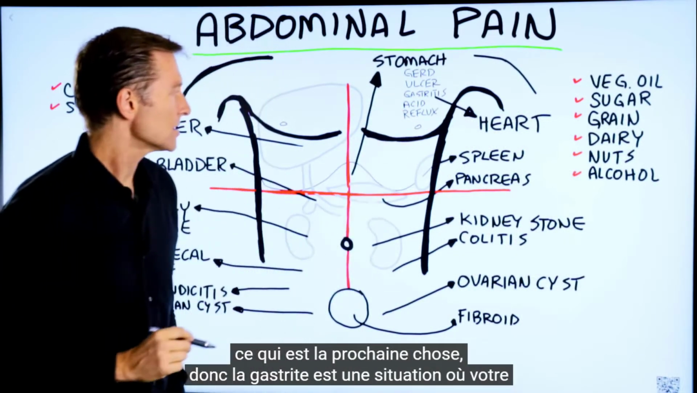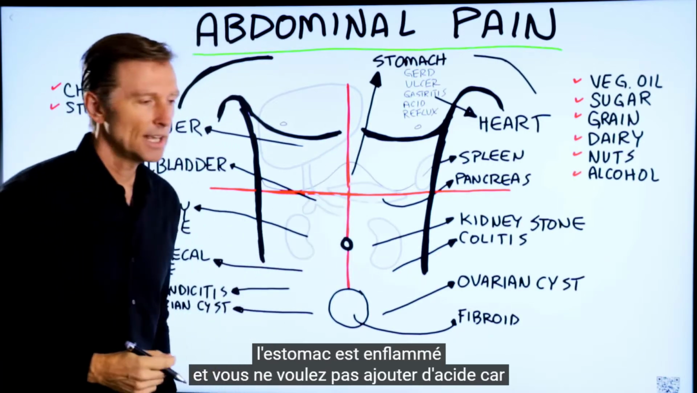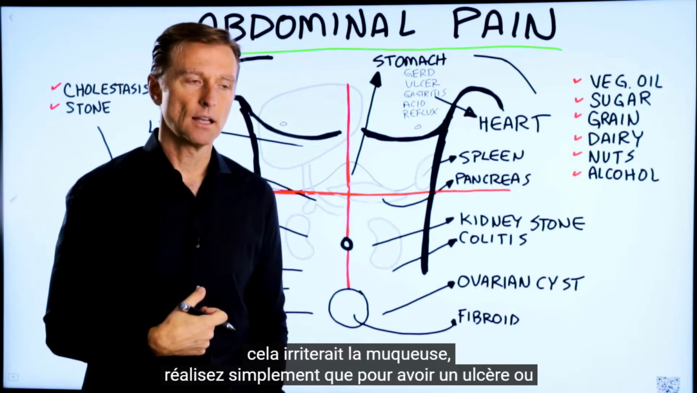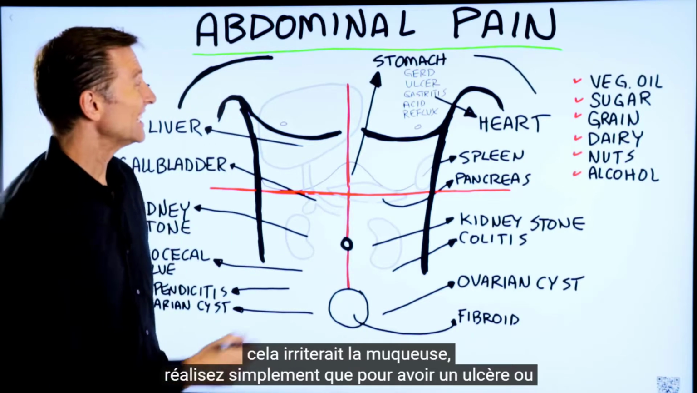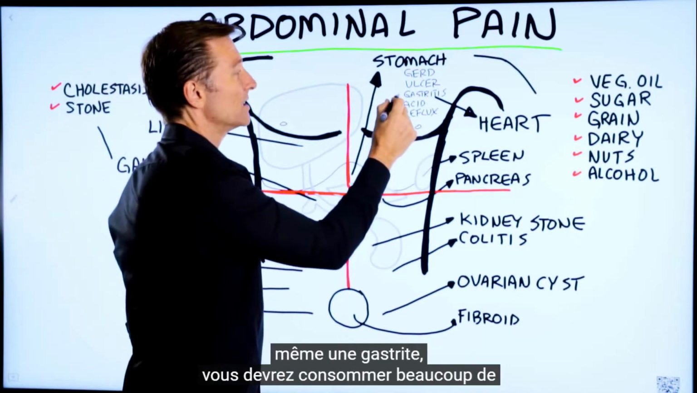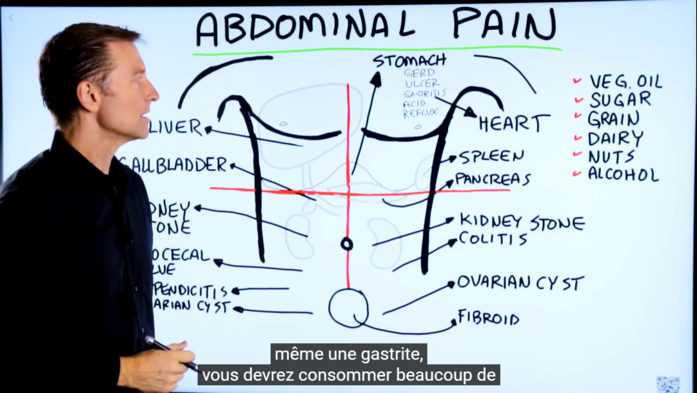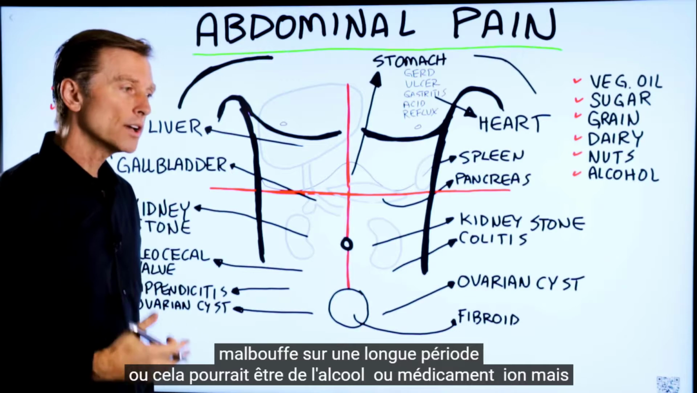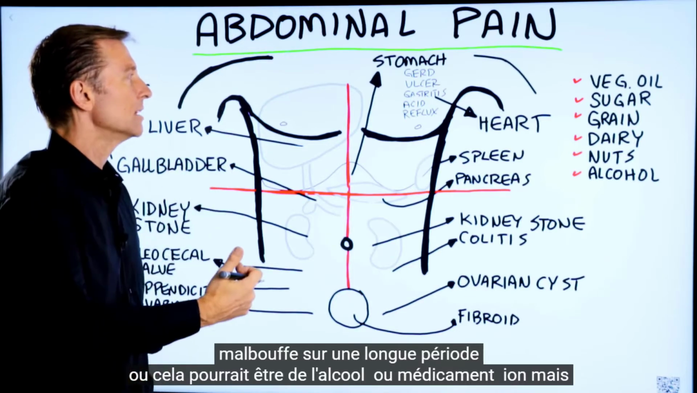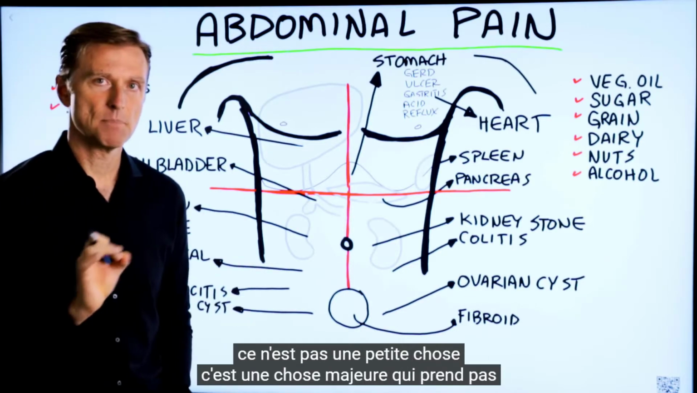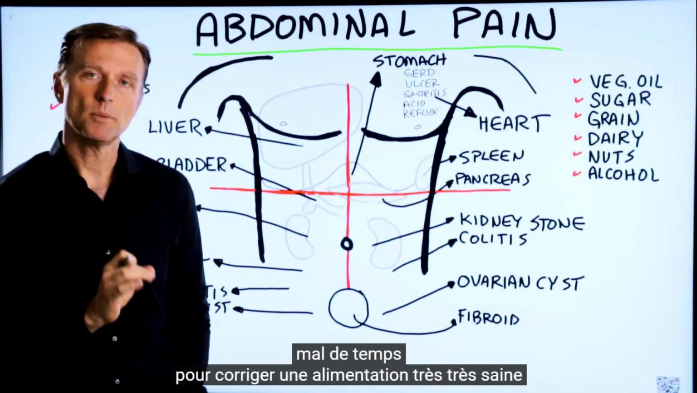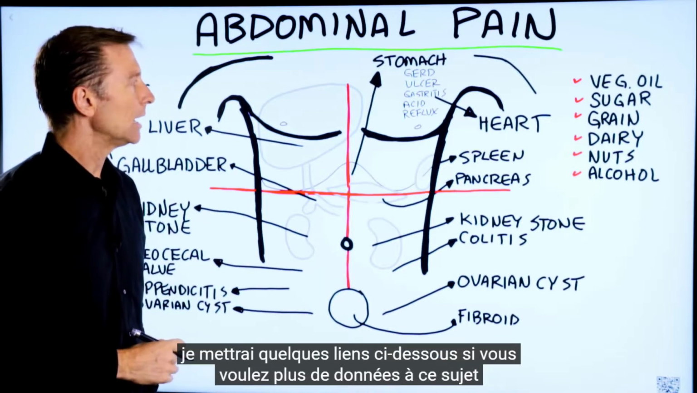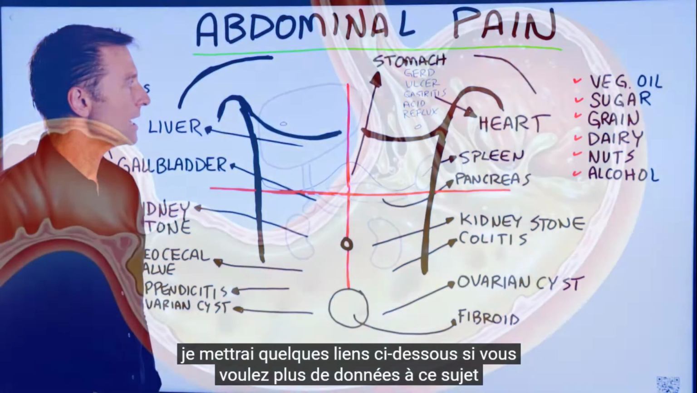So gastritis is a situation where your stomach is inflamed and you don't want to add acid because that'll irritate the lining. Just realize for you to get an ulcer or even gastritis, you would have to consume a lot of junk food over a long period of time, or it could be alcohol or medication, but it's not a little thing. It's a major thing that takes quite a bit of time to correct with very, very healthy eating. I'll put some links down below if you want more data on that.